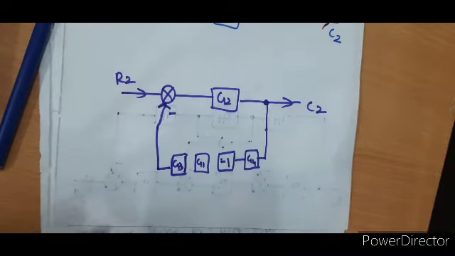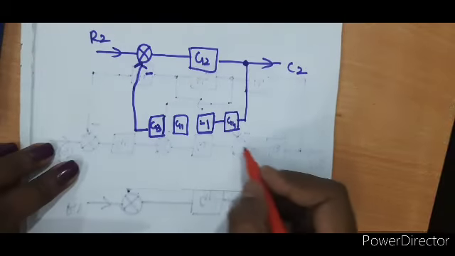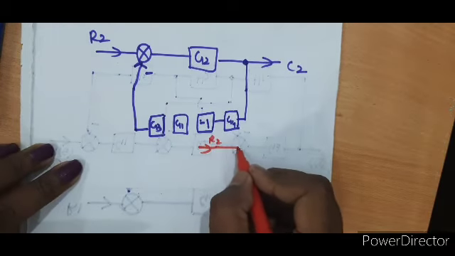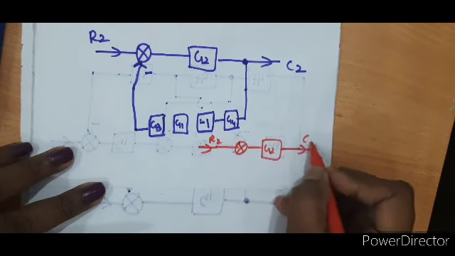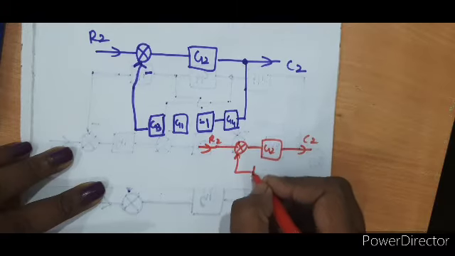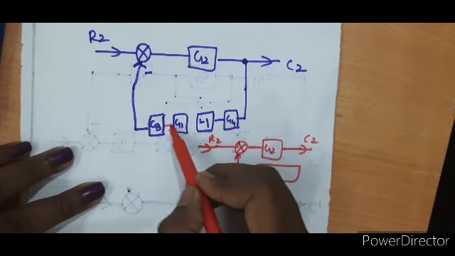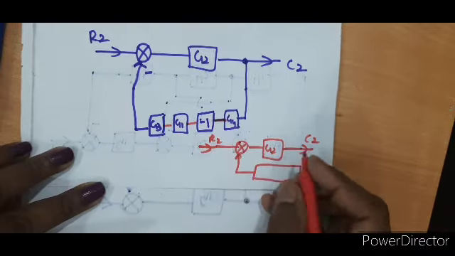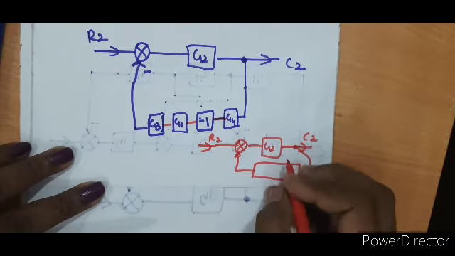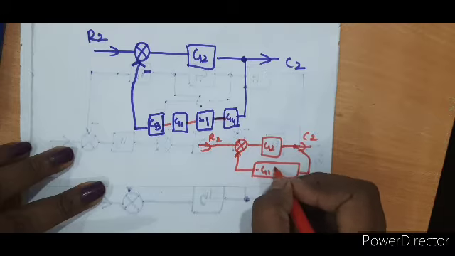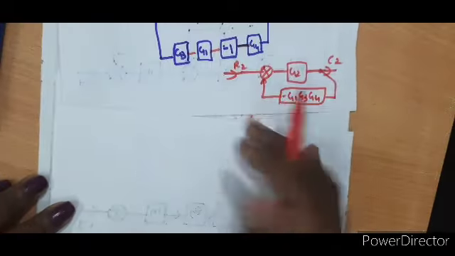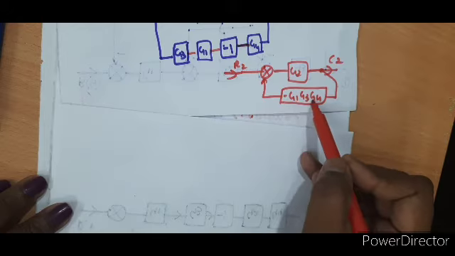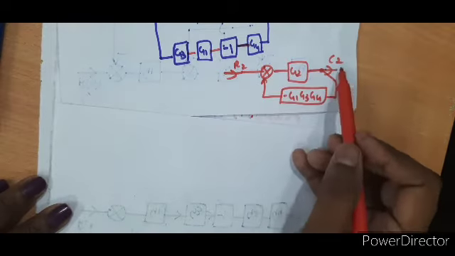Now what happened? I have R2 as input, a summing point here, a block of G2, then output C2. In the feedback loop, I have blocks in series. When the blocks are in series, they get multiplied. So minus G1, G3 and G4 are the blocks in series. Now one block, G2, is in the forward path, and this block is in the feedback path. Input is R2, output is C2.